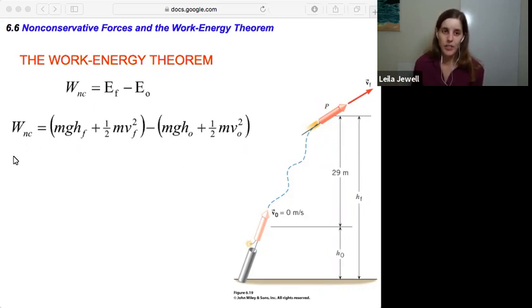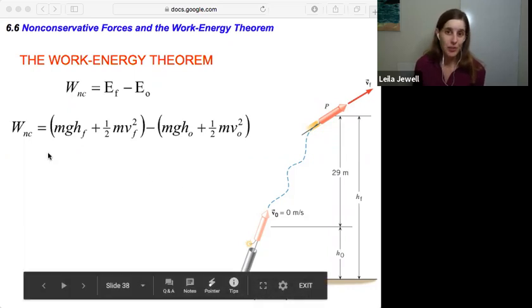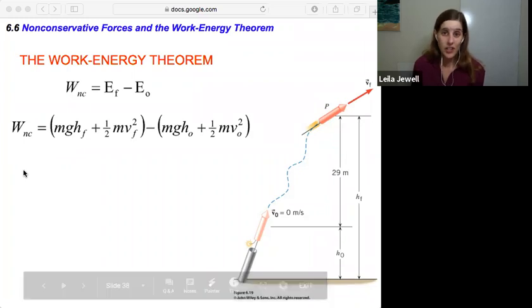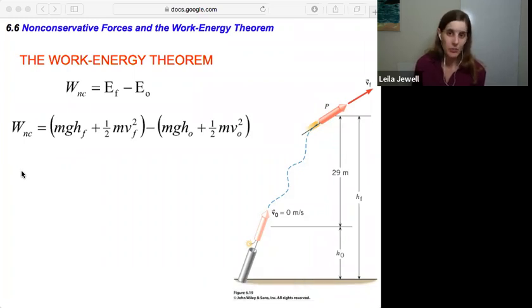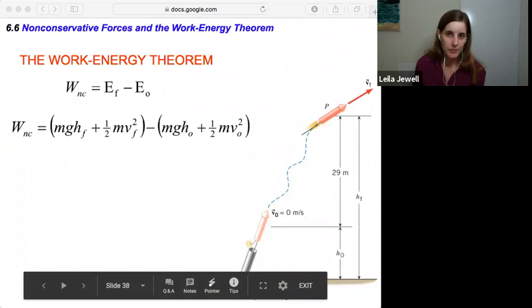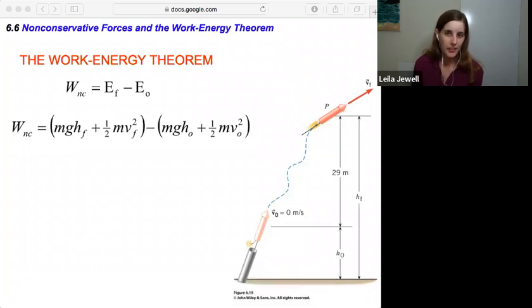And if there's work being done by the non-conservative forces, they'll tell you how the energy changes. So we can solve problems where this work done by non-conservative forces is not zero, as it was in the last section when we had conservation of mechanical energy. Let's see an example of that.